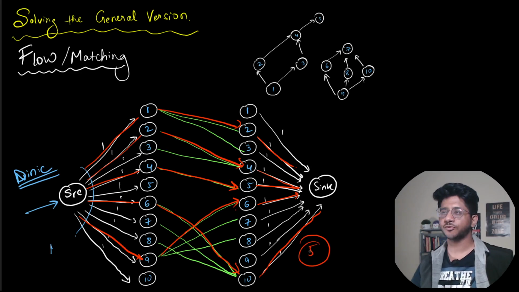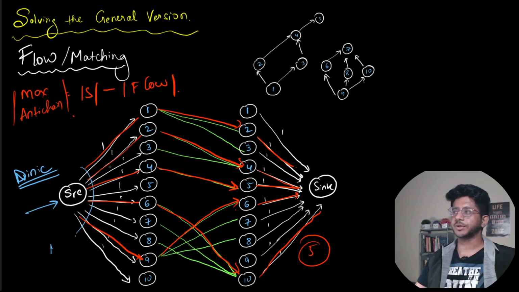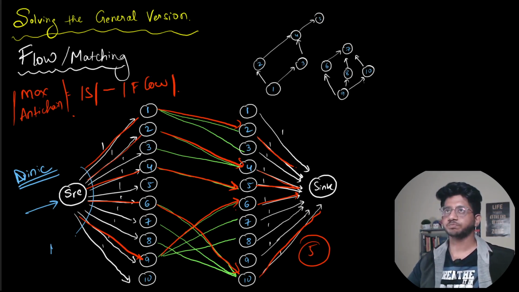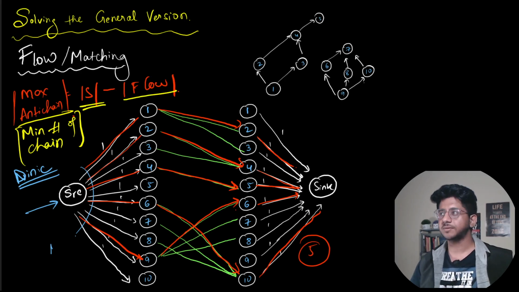Now, do I say that whatever the flow is, the maximal matching, is the final answer? No. The answer is always going to be equal to the size of the set minus the flow. This is going to be the minimum number of chains, which equals the size of the maximum anti-chain. Why exactly like this? Because this is the minimum number of chains, the number of elements in the set minus the flow that we got.